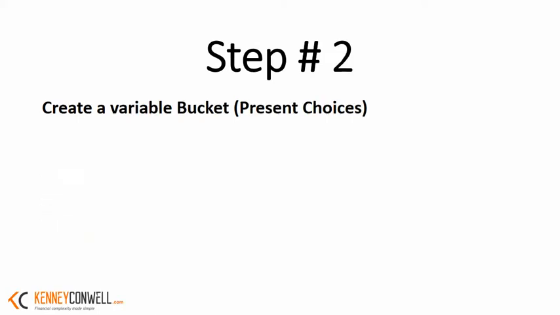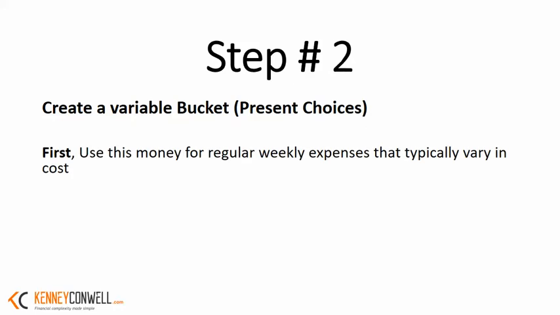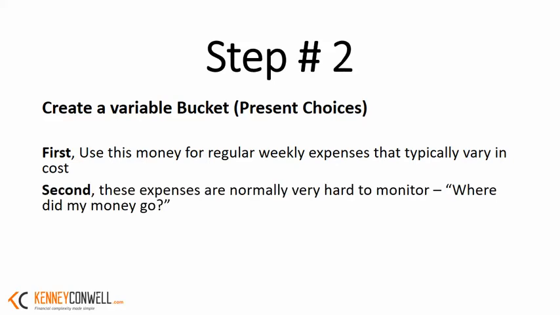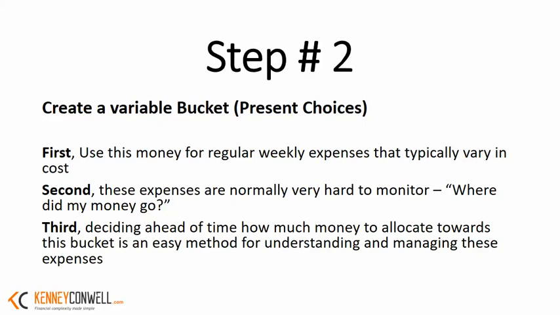Step two is to create a variable bucket. This is for your present choices, that 7-day money. First, you want to use this money for regular weekly expenses that typically vary in cost. Second, these are expenses that are normally very hard to monitor. At the end of the week, you find yourself asking, where did my money go? I just made all of this money and it seems like I don't have anything to show for it, right? And you get frustrated, and I understand that. Third, to curb this, decide ahead of time how much money to allocate towards this bucket. It's an easy method for understanding and managing these expenses. The key with this step is you have to decide up front how much you want to allocate, or else your money's just going to disappear.